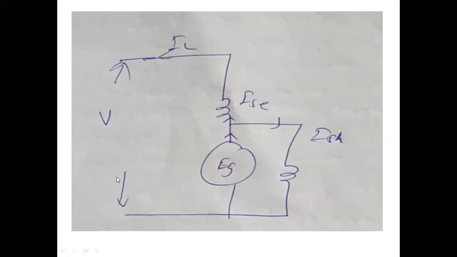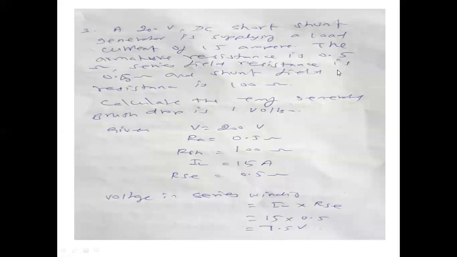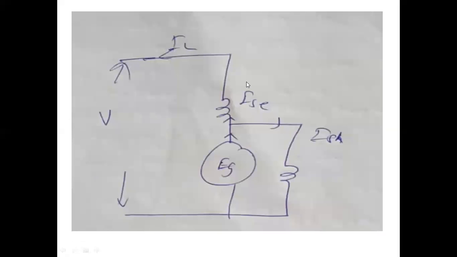This is the 200 volt plus the drop in the series field winding. So that's why here we determine the total voltage across the series winding is nothing but 200 plus 7.5, so 207.5. This 207.5 should be divided by the shunt field resistance of 100, so that you will get the shunt field current, right? So shunt field current ISH equal to 207.5 divided by 100, so 2.075 ampere.